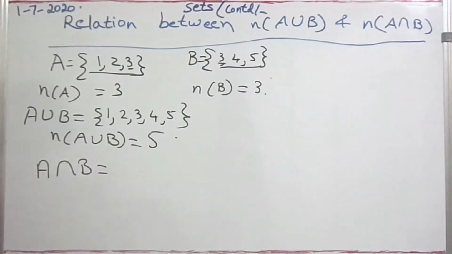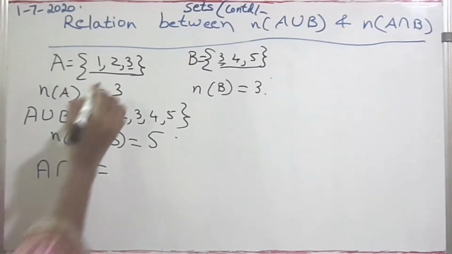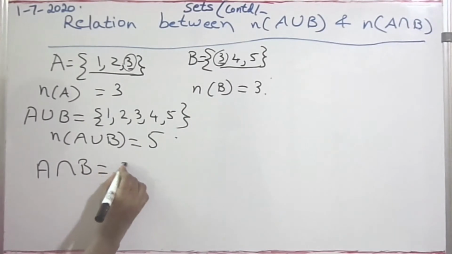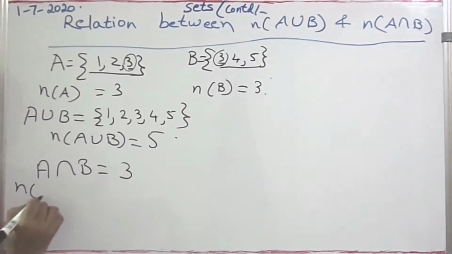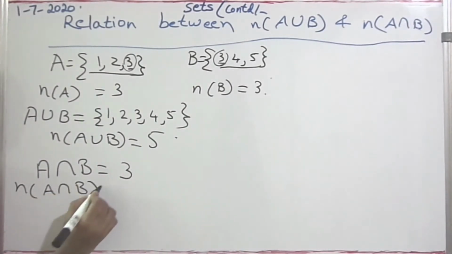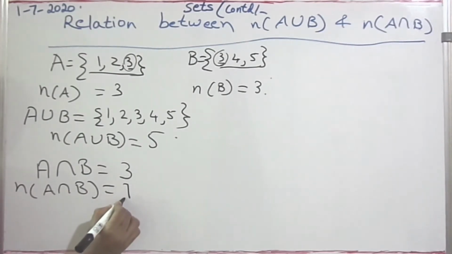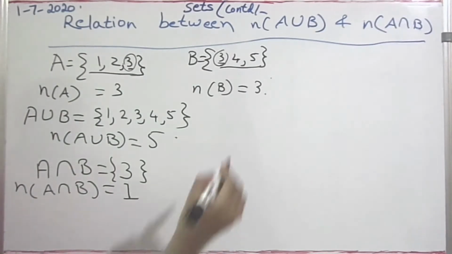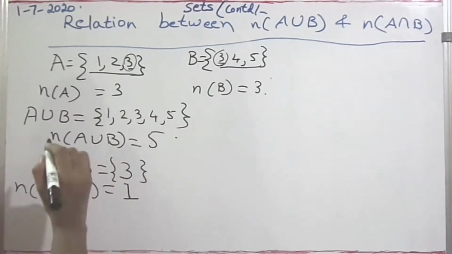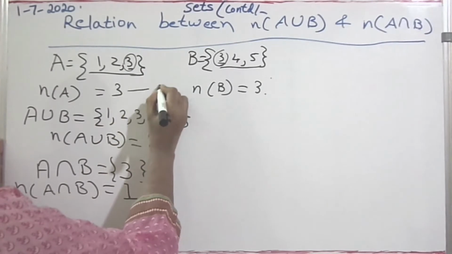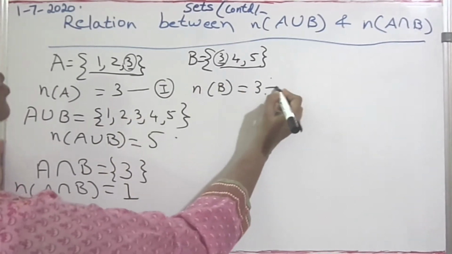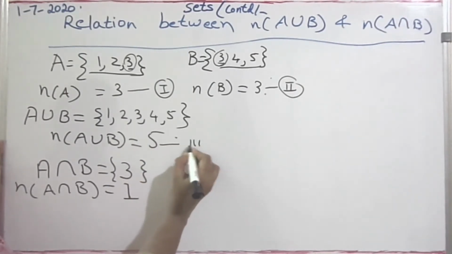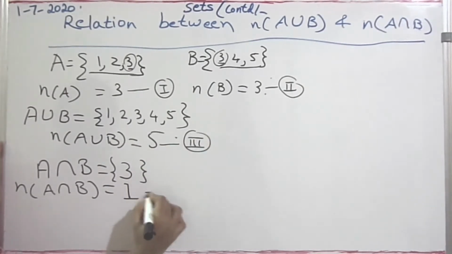Now let us find the set A intersection B. Last time we had seen, what do we mean by intersection? The common elements. Which elements are common in A and B? 3. So we have 3. Number of elements in A intersection B is equal to 1. Now let us find the relation between these. Let this be 1, this be 2, this be 3 and this is 4. I am putting numbers to the counts.